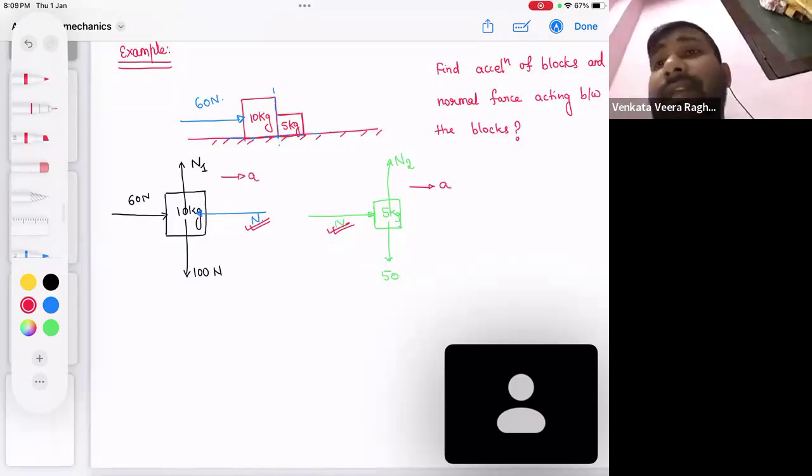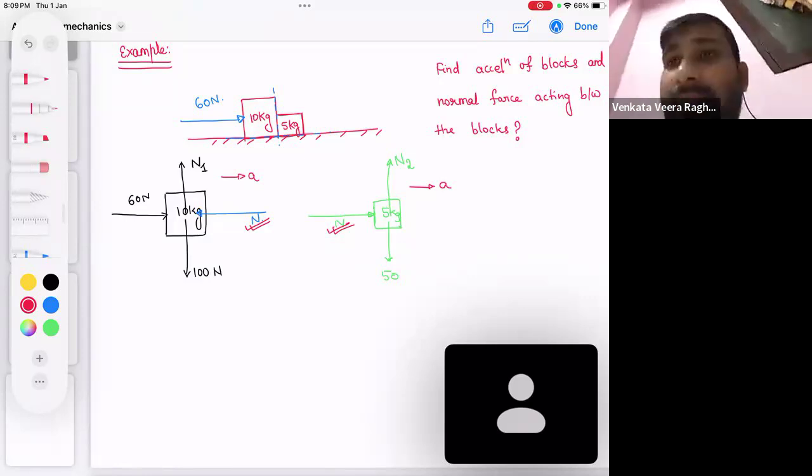There is no acceleration happening in the vertical direction. Why? Vertically, the blocks are in contact with the ground, aren't they? So in the vertical direction we don't have any acceleration. The only acceleration we have is in the horizontal direction. So what equation will we write? For the 10 kg block and the 5 kg block, let's write it separately.